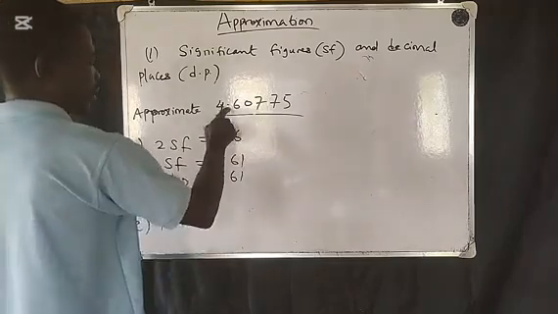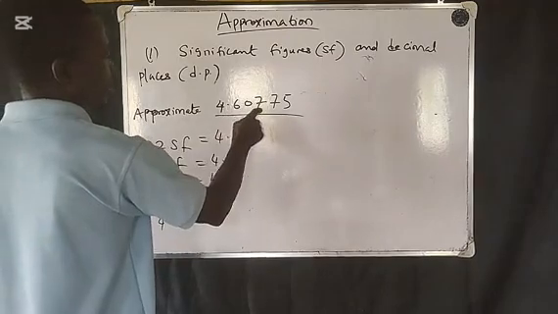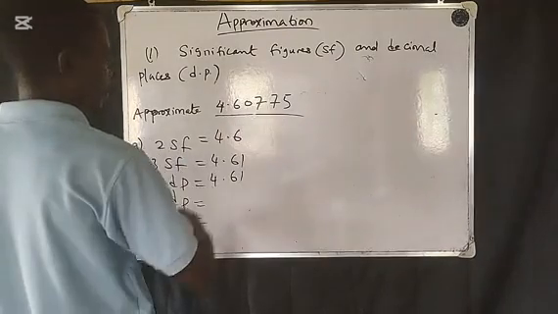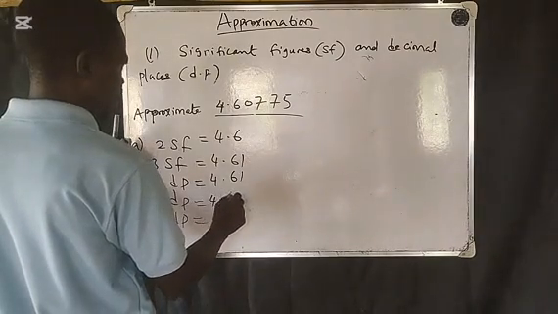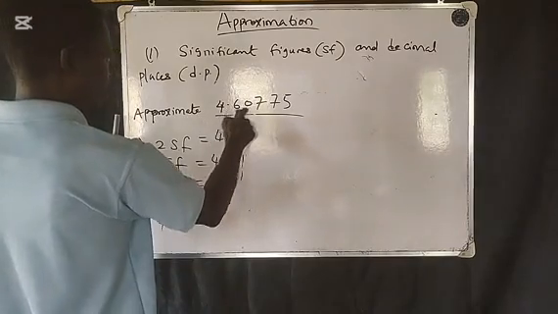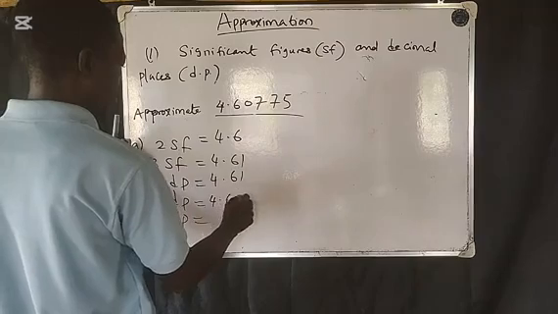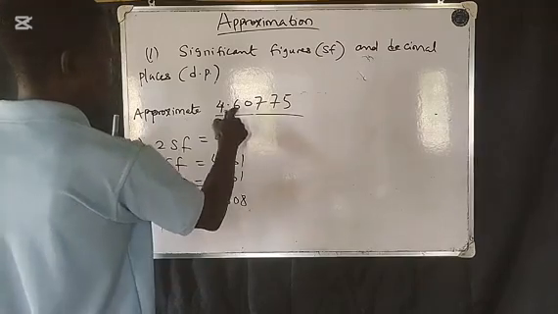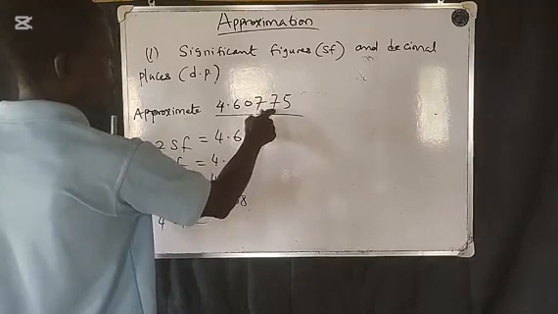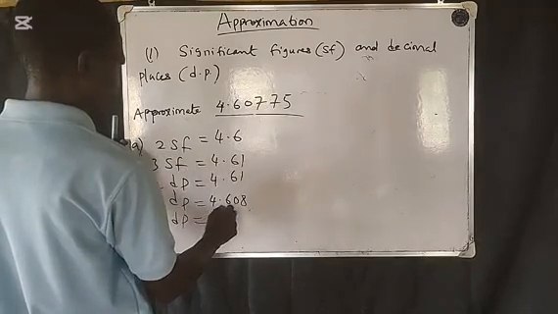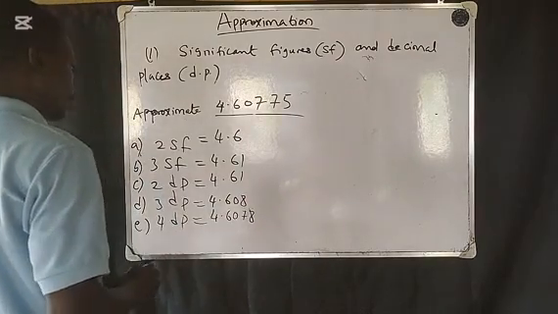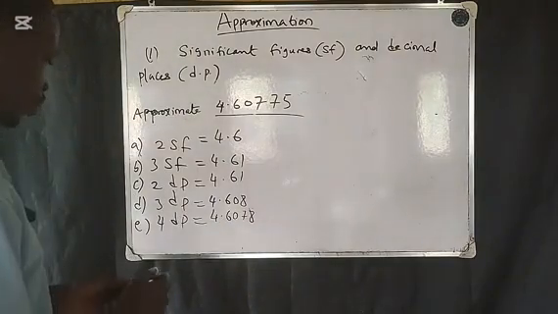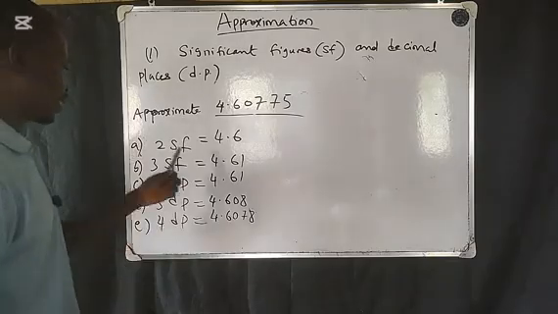Then 3DP. You count 1, 2, 3. This one will become 8 because of this 7. So you write 4.6, 1, 2, 3, 4.608. 4 decimal places, 1, 2, 3, 4. This one will become 8. 4.6078. So this is how to approximate to different numbers of SF and different numbers of DP.